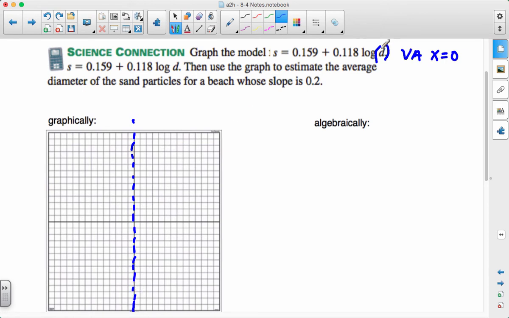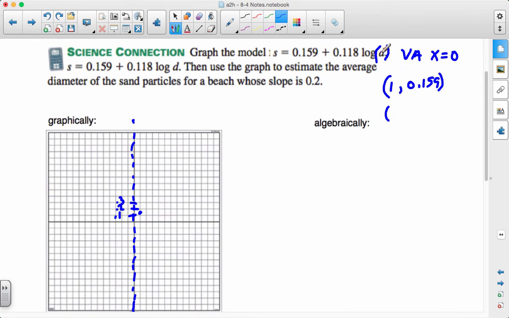All right. Now I'm going to plug in a 1 for x. Log base 10 of 1 is 0. 0 times this number is still 0. And I get 0.159. Great. Now I'm going to come over here and plot 0.159. So I'm going to make this 0.1, this guy 0.2, this guy 0.3. All right. So I'm going to come over 1 and up 1.5-ish. Okay, so (1, 0.159).